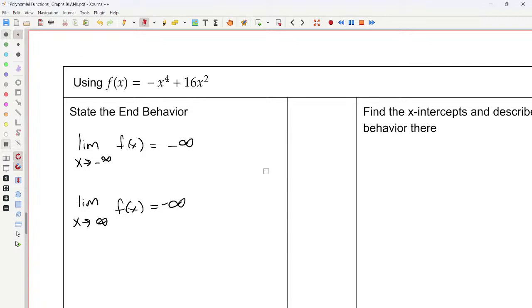Because there's no transformations to make it move left, right, up, or down. So the center of a U is at the origin. No, this isn't a power function though. This is a polynomial function. If it was just a power function, then you had a stronger argument that there were no transformations. So the U shape is at 0.